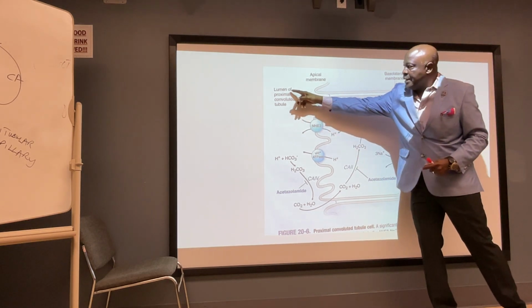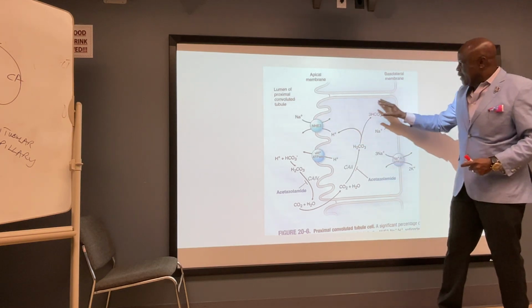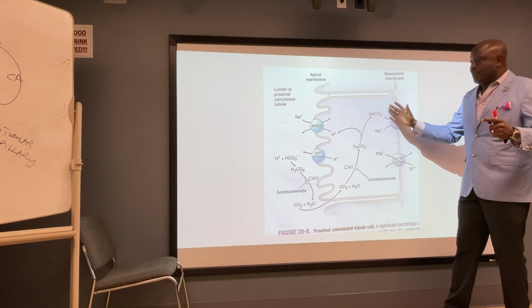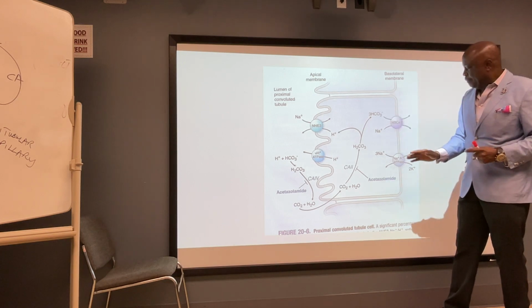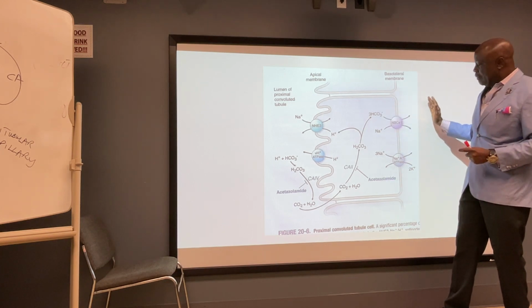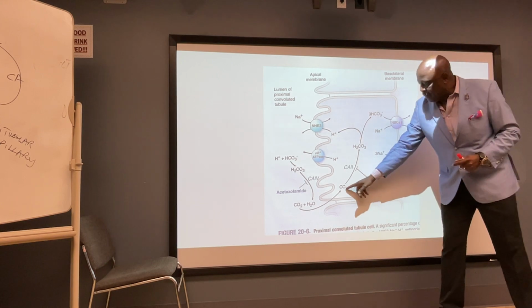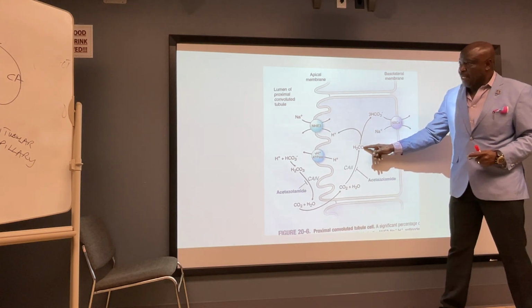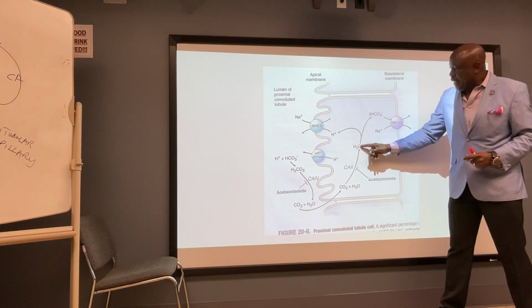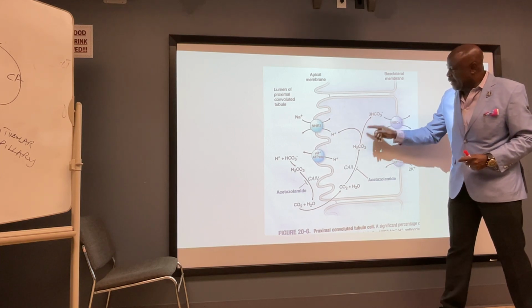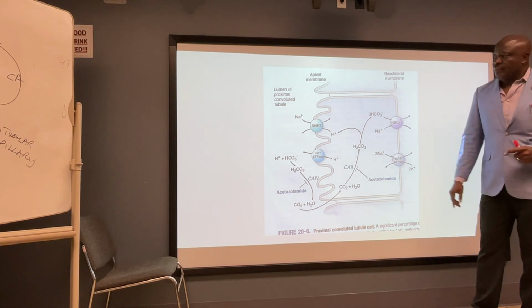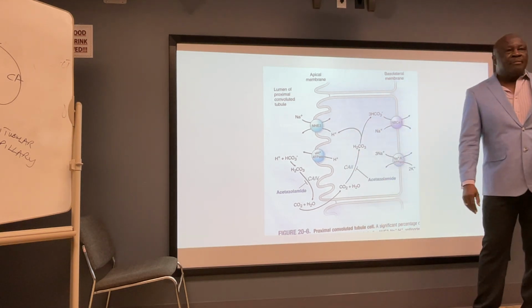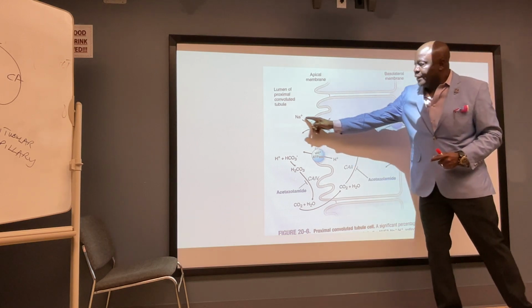See, like I said, this is the lumen, this is the cell of the tubule, this is the membrane part of it, okay? And this is the peritubular side of it. So the carbon dioxide and the water gets converted back to carbonic acid, and then it forms the bicarbonate and the hydrogen ions. The hydrogen ions that is formed is secreted.